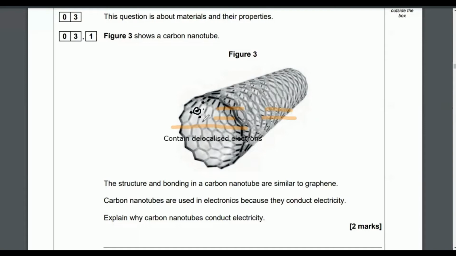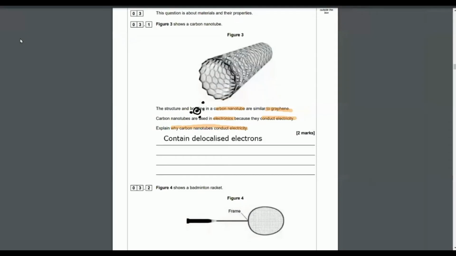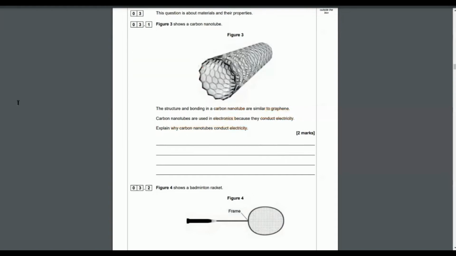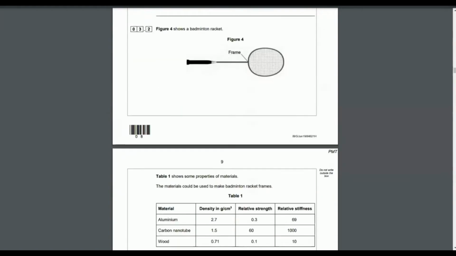And the second mark for this is the same if the question was about metals, the same if it was about graphite, the same as if it was about graphene. The second part is that those electrons are free to move through the structure and carry charge. You mustn't say current, you must say carry charge through the structure. Current is the rate, the speed of the flow of charge. So don't say current because you're not going to get marks for talking about the speed that the charge is flowing. So the 2 marks for whenever something solid conducts electricity is delocalized electrons can carry charge through the structure.